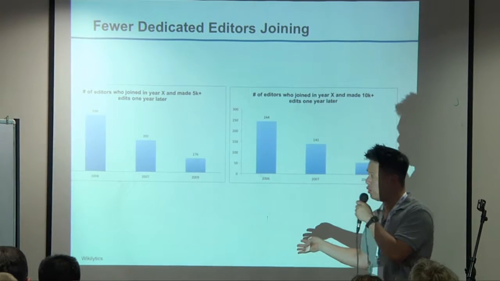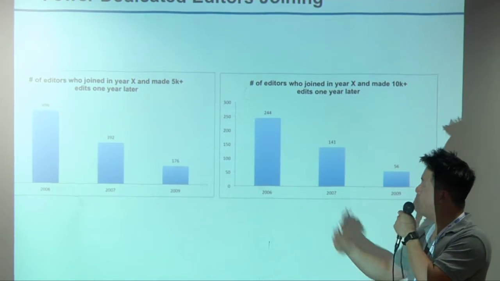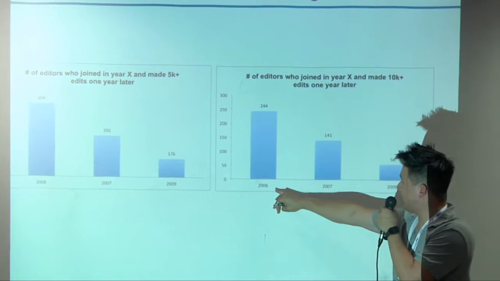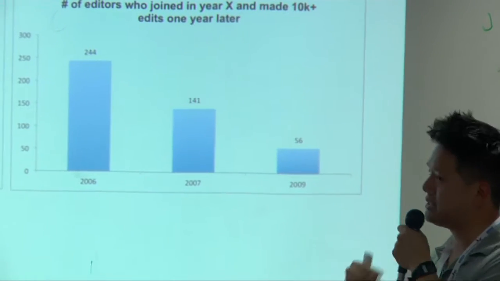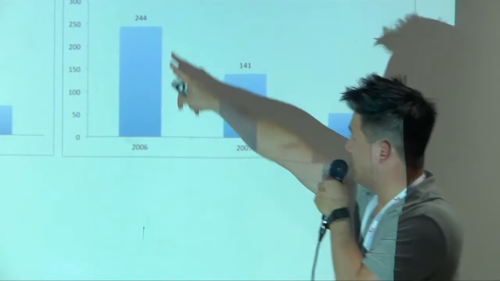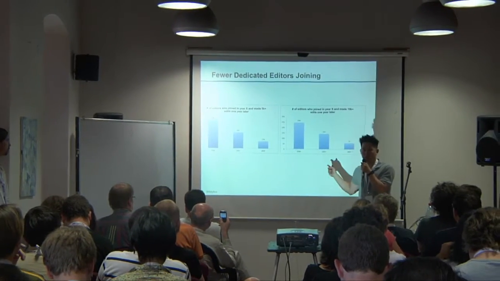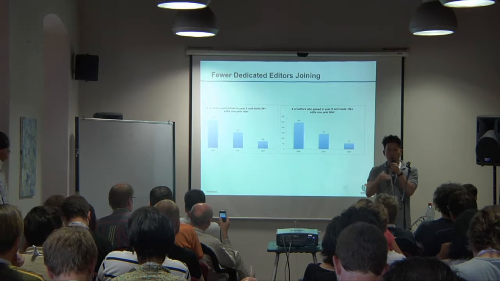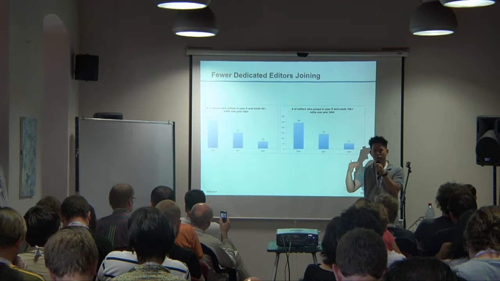And what these two graphs show are for people that join in, say, 2006, how many end up making 10,000 edits in the following year, right? So people that joined in 2006, we have a total of 244 users that end up making 10,000 edits in the following year, which is a really high level of activity. But the number that end up reaching that level in 2009 goes down to 56. So we're not only seeing a decline in the total number of people that are joining, but the ones that are joining, fewer of them are actually making it into the very, very high levels of editing that we've seen in the past.